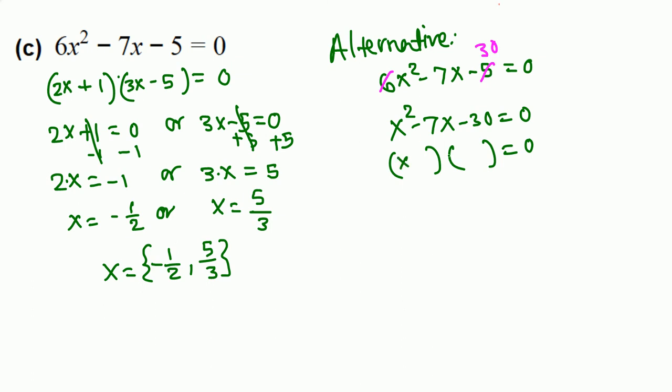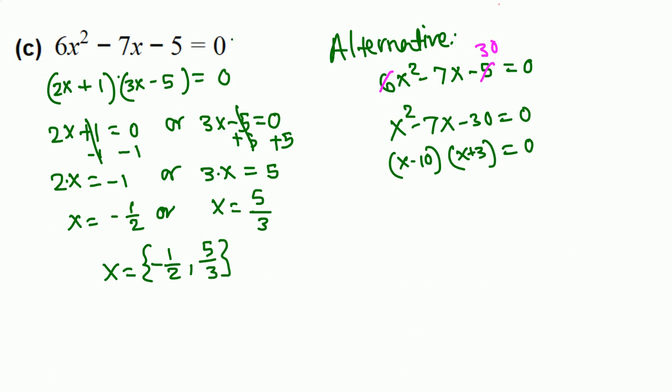x squared, x times x, and 30. Let's try a couple of factor pairs of 30. 6 times 5, 6 and 5 make 11 or 1, not 7. 10 times 3, 10 and 3 make 7. Okay, 10 and 3. To get negative 7, negative goes on the bigger number, positive here, because we have to get negative 30.